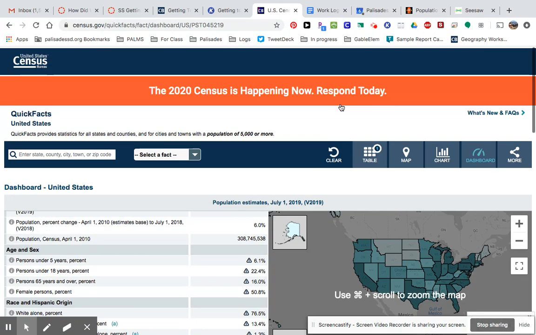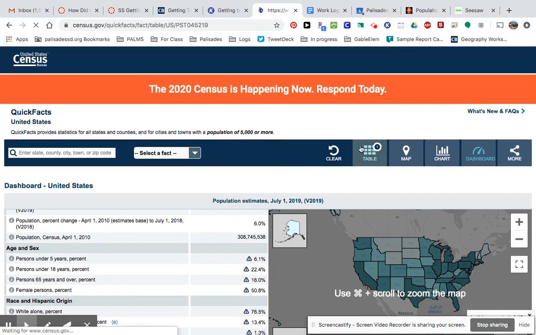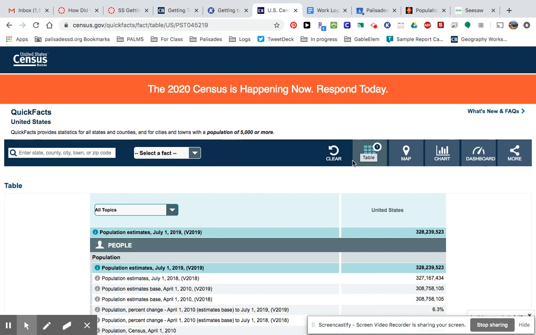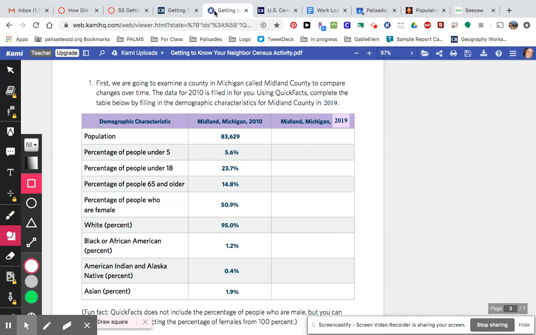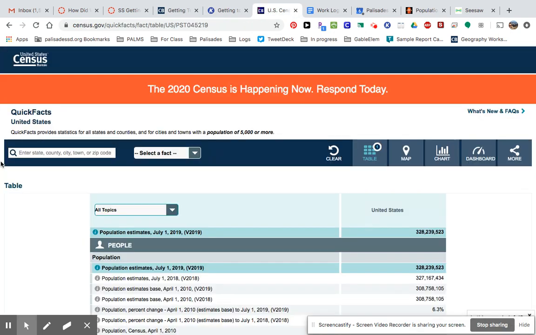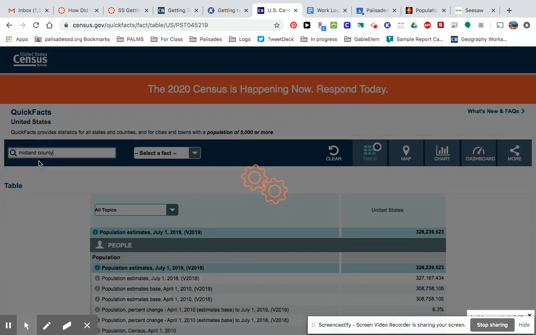Okay, so let's go back to our table view. I think that's the cleanest way to look at what we need for this assignment. All right, so going back to Cami, we want to know the population for Midland, Michigan, and then we have this demographic data that we want to collect. So Midland, Michigan, 2019. We'll go back to our quick facts site and we'll type in Midland, Michigan. Oh, did I type it wrong? Midland County. There we go, Michigan.